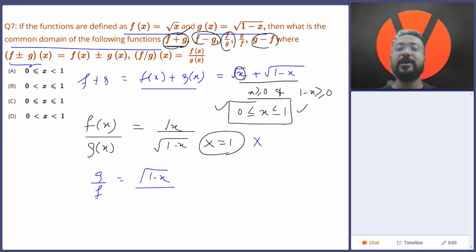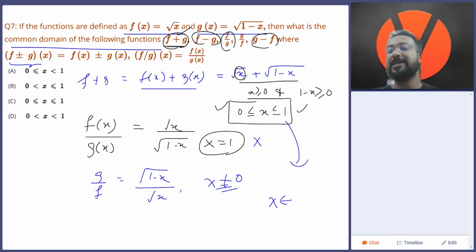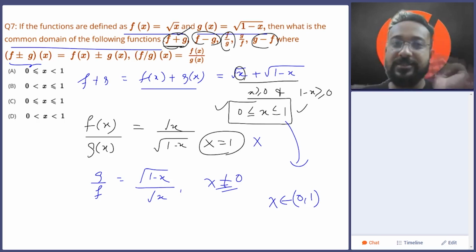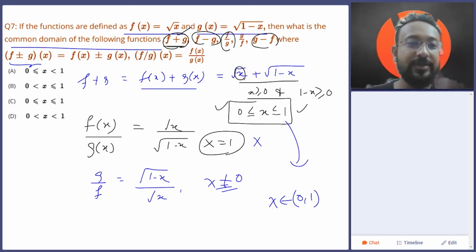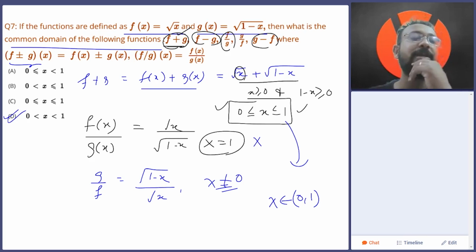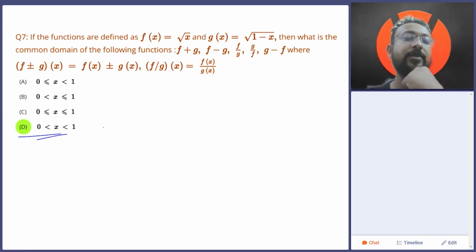Do you agree? So I think you can see very clearly, sir, x not equal to 0 also. It means in the final answer, sir, the answer should be x belongs to the open interval (0, 1), because 0 and 1 will be rejected for these two functions, since they said the common domain for all the functions. Clear? So the answer should be what? Without any equality, I think the only option is D.